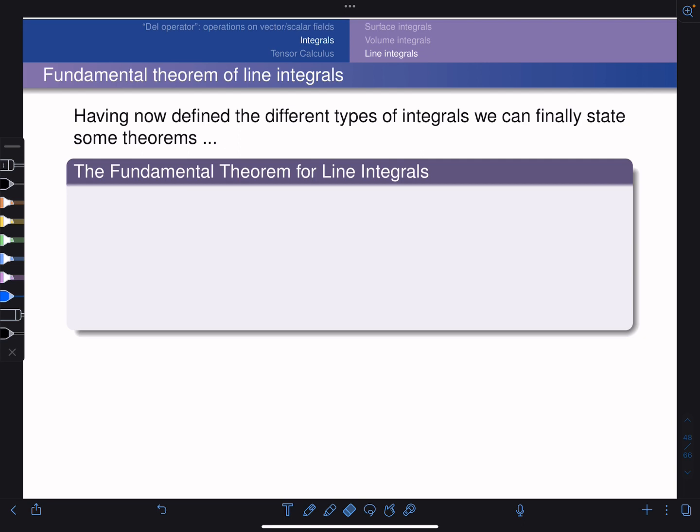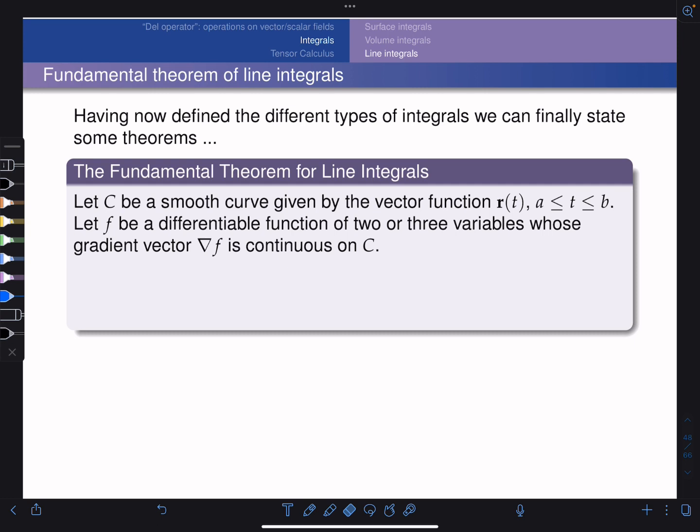theorem for line integrals. So, we let C be a smooth curve given by the vector function r, where t is in between a and b, and then let f be a differentiable function of 2 or 3 variables whose gradient vector del of f is continuous on the curve. Then we have that the line integral on the curve C of the gradient of f dr is equal to f evaluated at r of b minus f evaluated at r of a.